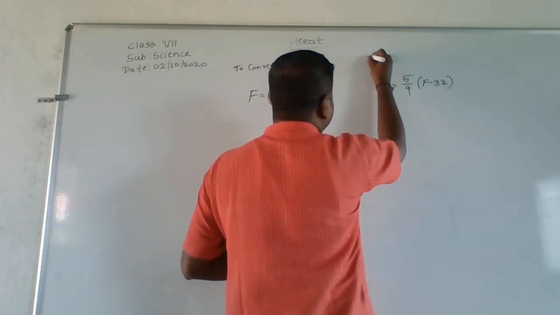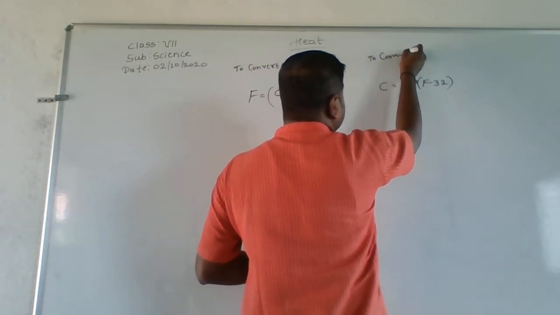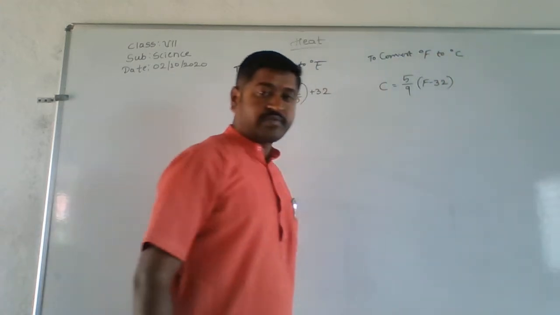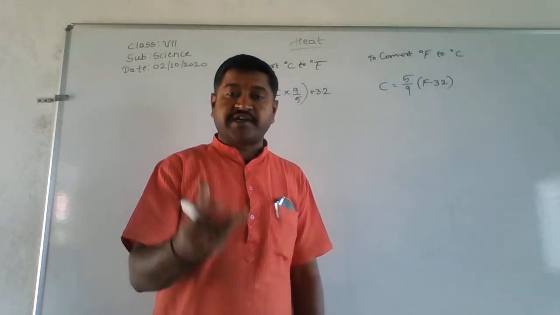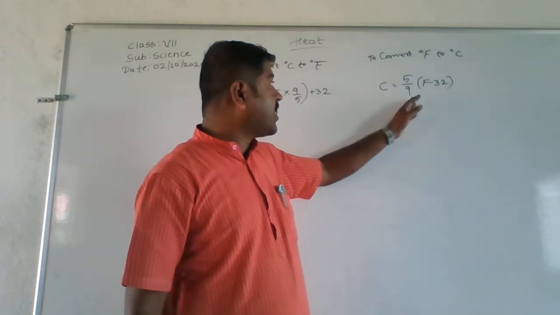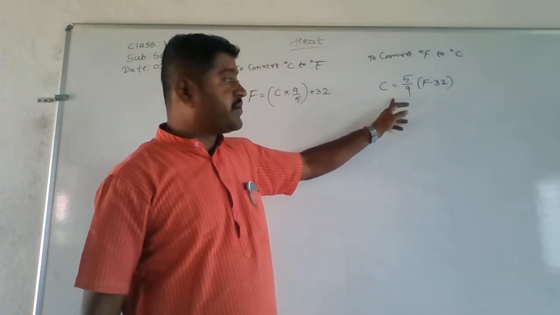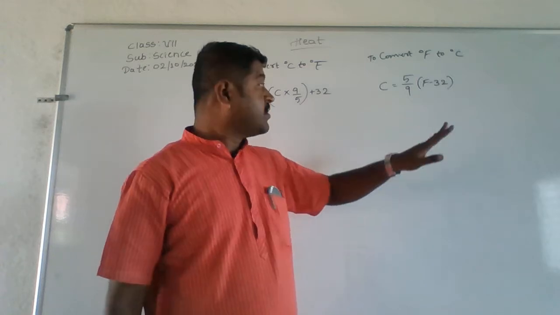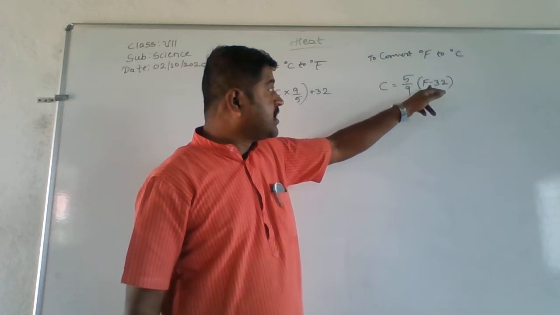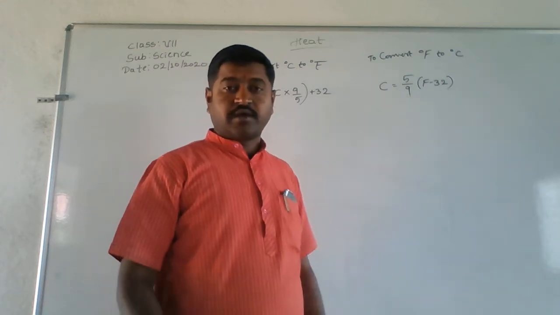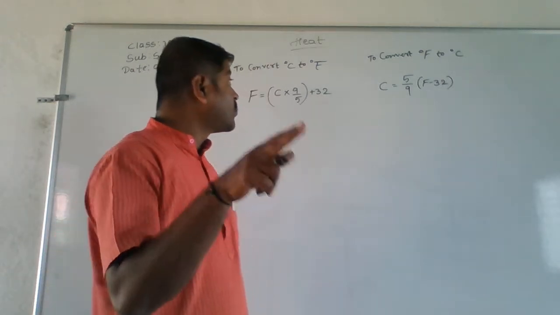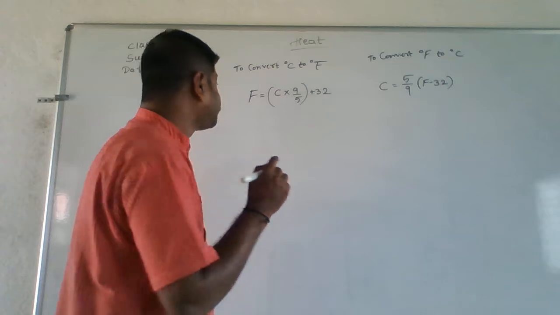And this one, it is to convert degree Fahrenheit into degree Celsius scale. If the temperature is given in Fahrenheit scale, and if you want to convert that to Celsius scale, then we have to use this formula. That is, C means Celsius, F means Fahrenheit. So Celsius is equal to 5 by 9 bracket F minus 32. F stands for Fahrenheit and C stands for Celsius. So these are the two formulas which we will be using.